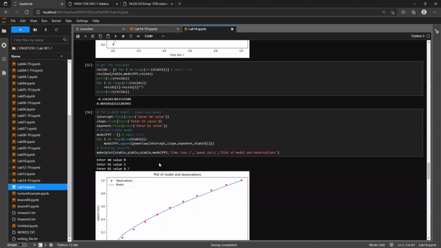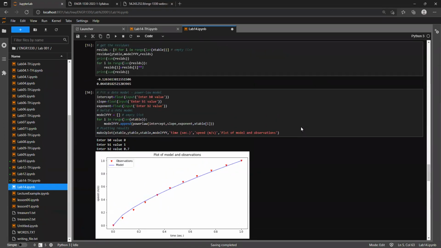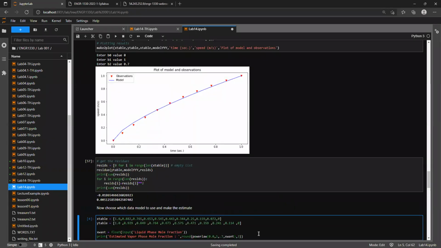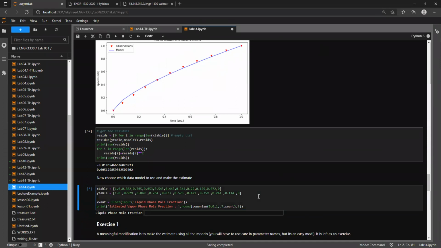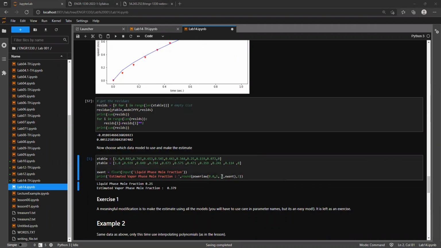We did 0, 1, and 0.7, but we used the power law. Okay. 0.388 is what we had, and 0.379 is what we just got. So the power law approximation that you guys made was better than the one that was just in there to start with.